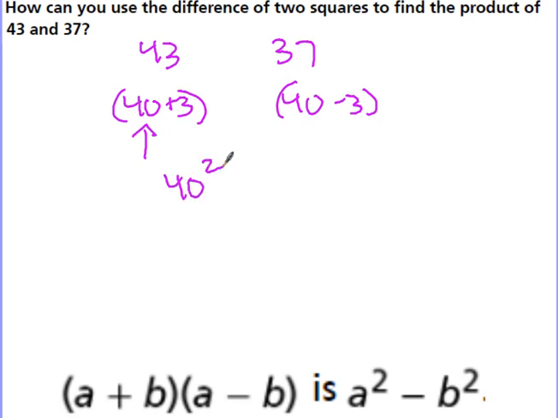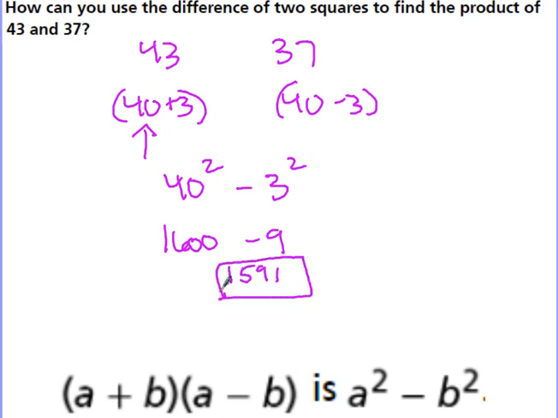A squared, 40 squared, minus b squared, which is 3 squared. Okay. 40 squared, 1600, minus 9. And 1600 minus 9 is 1,591. And I'm done. Okay, that's it. Those are your 2 special cases. So I hope this video helped.